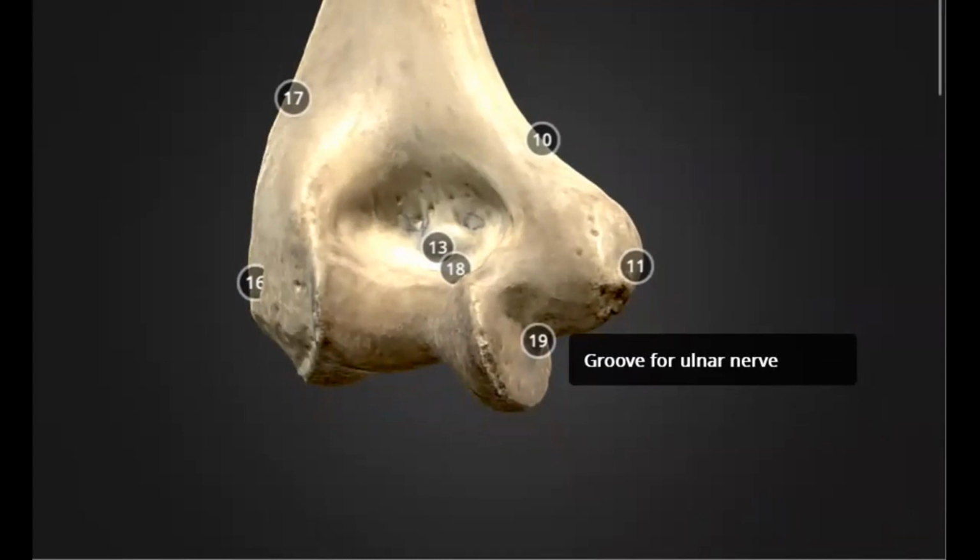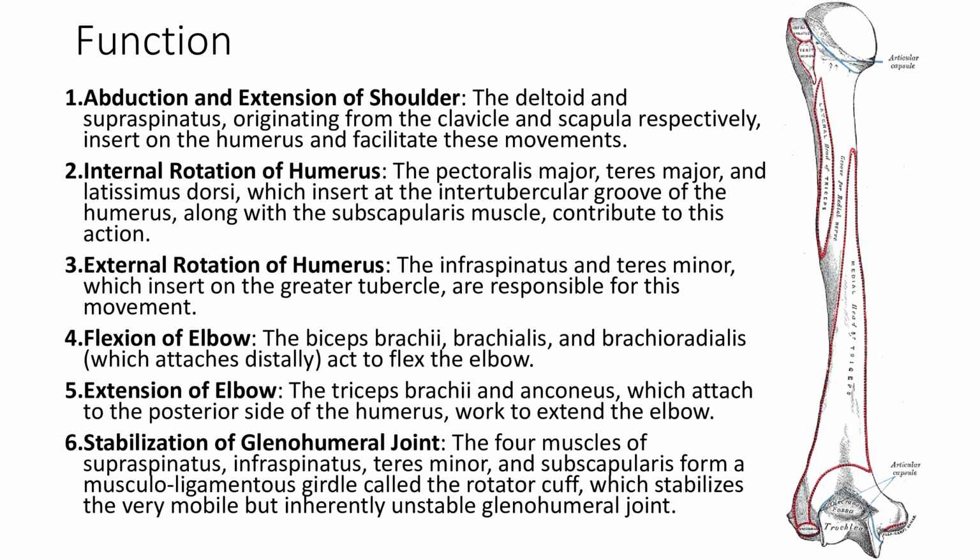Next, I want to discuss the functions of this bone. Let's start with the abduction and extension of the shoulder. This movement is facilitated by two muscles, the deltoid and supraspinatus. These muscles originate from the clavicle and scapula, respectively, and insert on the humerus. Next, we have the internal rotation of the humerus.